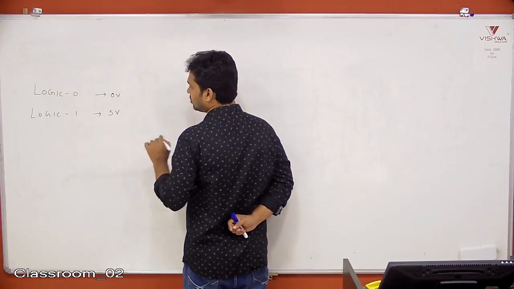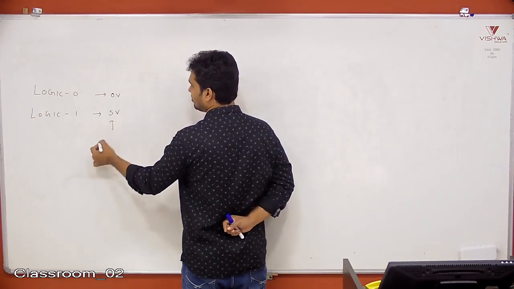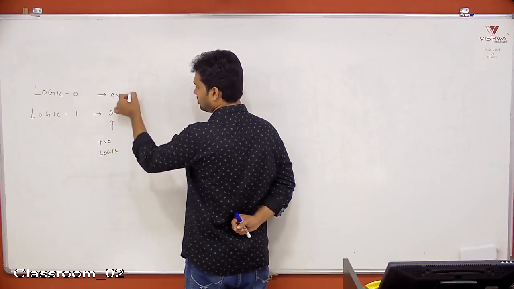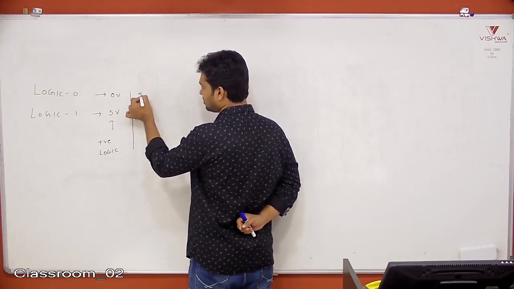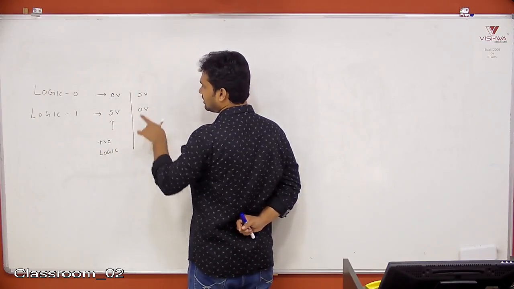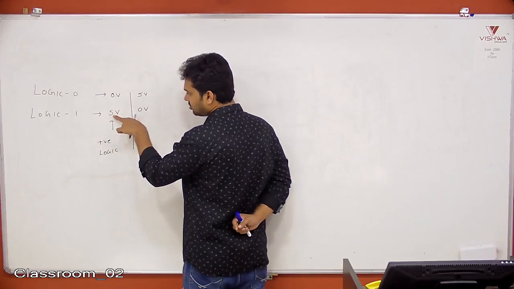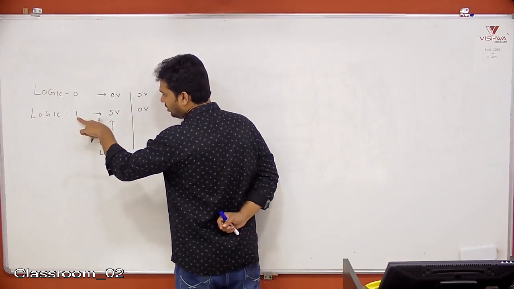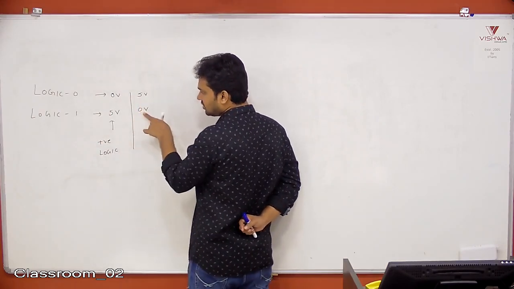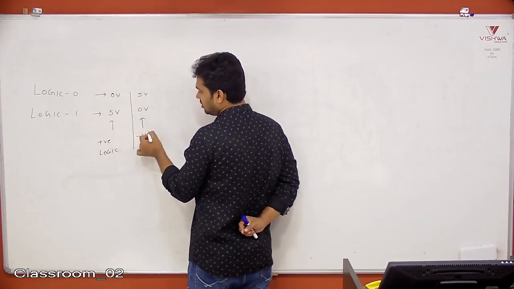Suppose you do like this, what we call it is positive logic. If you do reverse, 5 volts with 0 and 0 volts with 1, that is, out of 0 and 5, which one is more positive? 5 is more positive. If 5 is assigned to 1, positive logic. If 5 is assigned to 0, that is, we have used it reversely, 0 is assigned to 1, then it is negative logic.